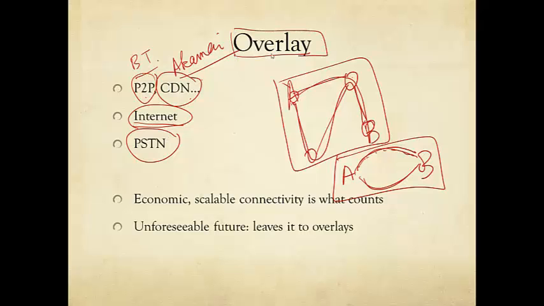Now, the idea of overlay is powerful. It says that what really counts is economical, scalable connectivity establishment. If you can provide me with easy, cheap, and scalable connectivity, I can take care of other things by building an overlay network with my own policies. So the needs, applications and services arising in the unforeseeable future, let's just leave that to the overlay. Under-specify the protocol so there's enough flexibility to build the overlay and give me really cheap, scalable connectivity. That is one of the secrets behind the success of the internet.